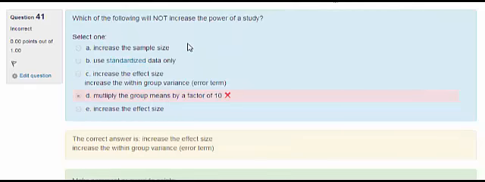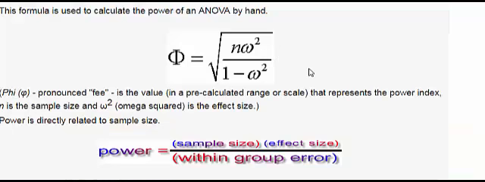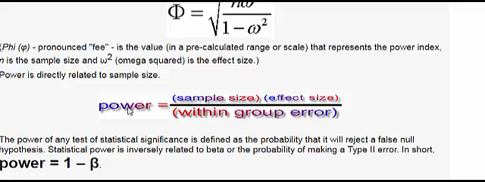Okay, which of the following will not increase the power of a study? So let me show you something here. Here is power. Power is the relationship between the following: sample size times effect size, that's your numerator, divided by within group error, right? That's your error term, within group variance. So let's go back to the problem.